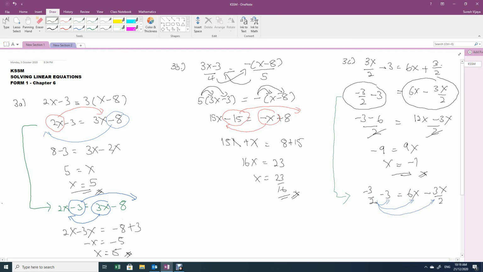So what will we get? Negative 3 minus 6 equals to 12x minus 6 minus 3x. So you have negative 9 equals to 9x. So x equals to negative 1. So you have the same answer. Okay, that's all for this subchapter, linear equation.